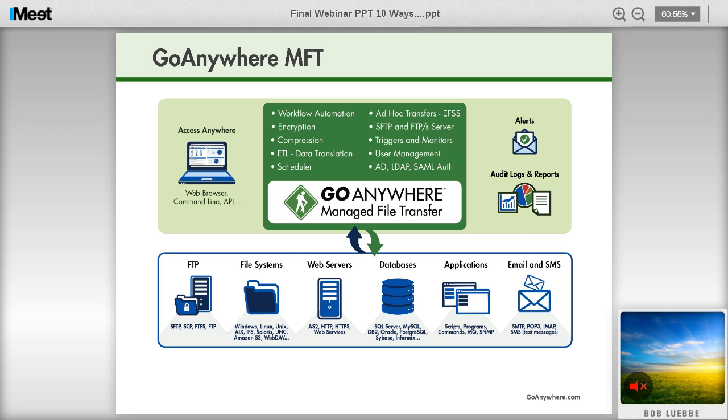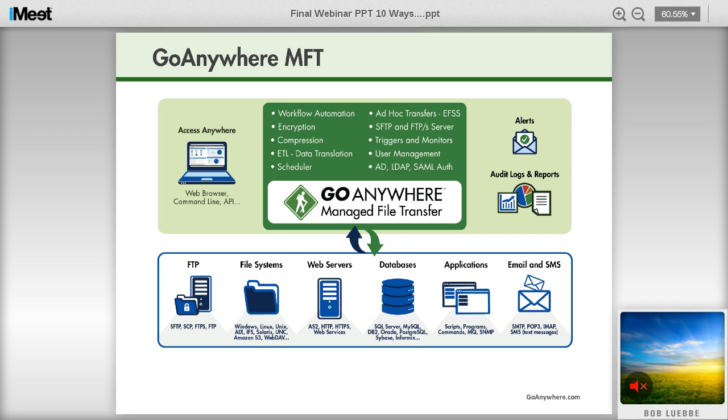You can indicate what folders they have access to, what IPs they're allowed to log in from. Those accounts can be authenticated against Active Directory or LDAP. We also support SAML for two-factor authentication, like if you want to use, let's say, RSA SecurID with a token to authenticate your external parties.